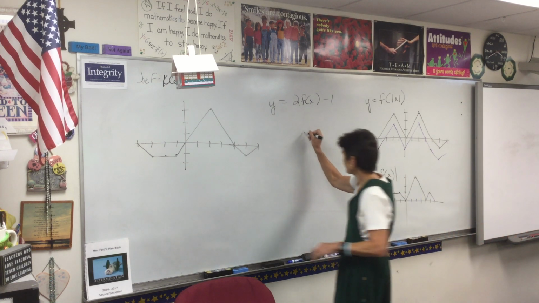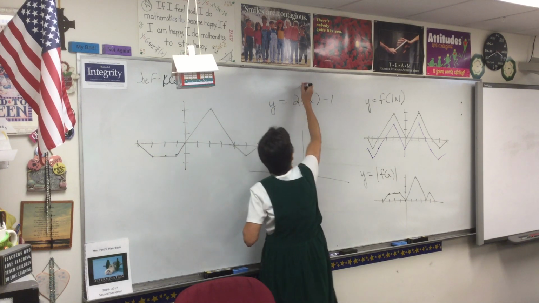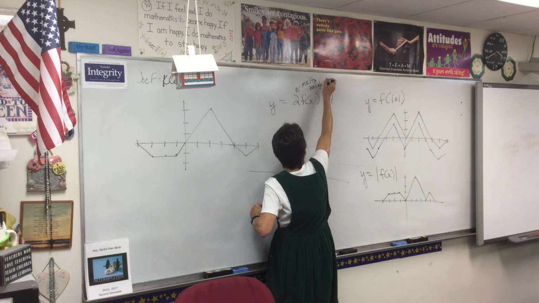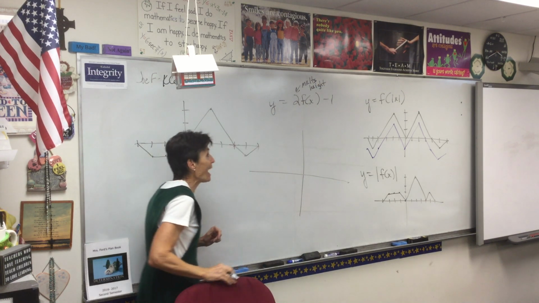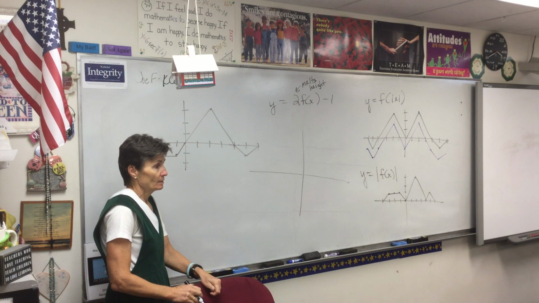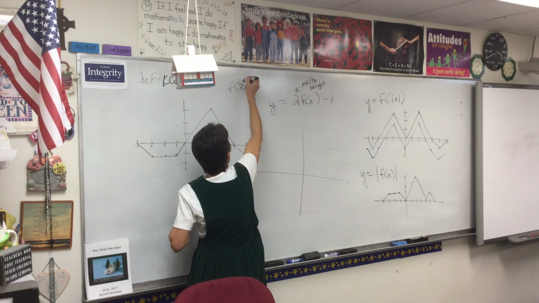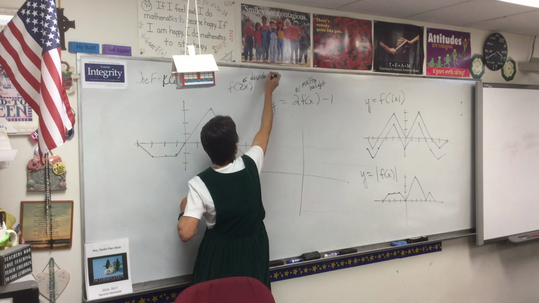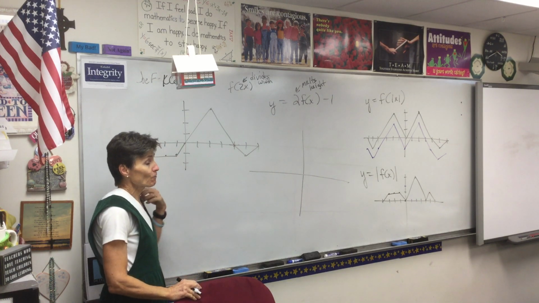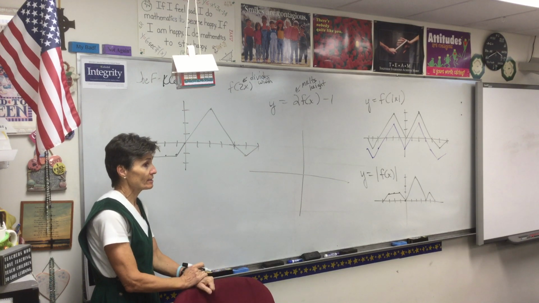That means my picture is going to be twice as tall. This multiplies the height. That number multiplies the height. Remember, when you put a number inside, that number divides the width. So remember, a number out in front is a multiplier. A number inside is actually a divider.